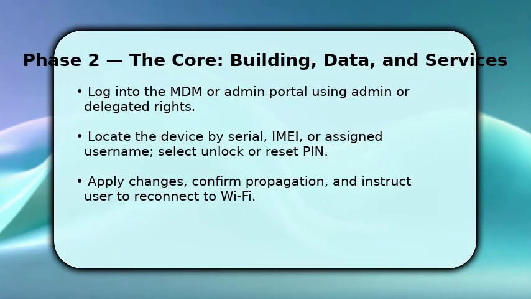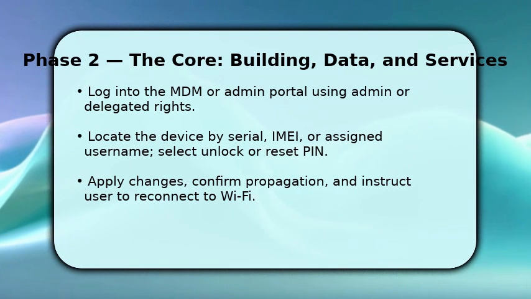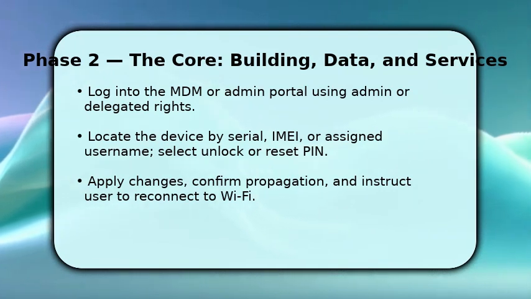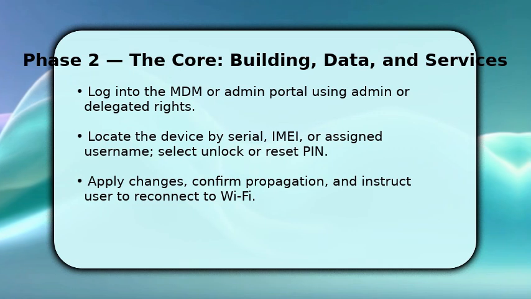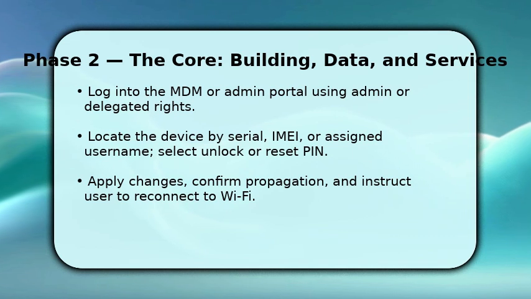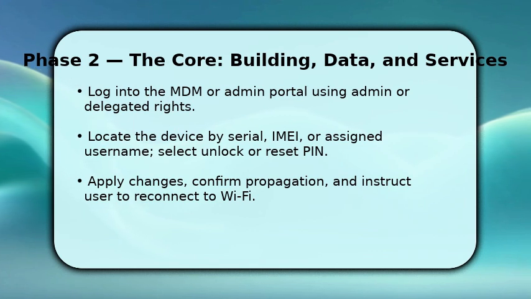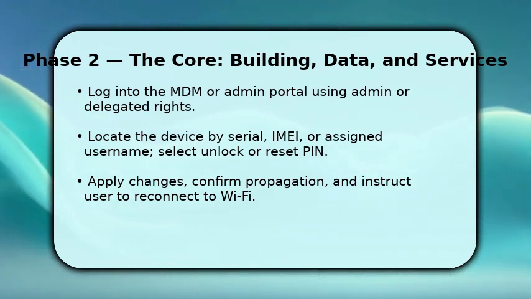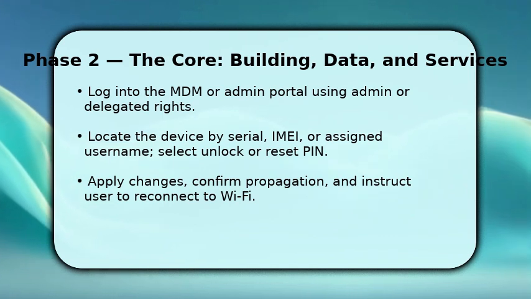Log into the MDM or admin portal with your delegated admin credentials. Once in, search for the device by serial, IMEI, or assigned username. Select the management action labeled Unlock, Reset PIN, or Remove Passcode. Explain why you choose that action in the console notes. Apply the change and watch for a success confirmation. Make sure the device is online so the command propagates.